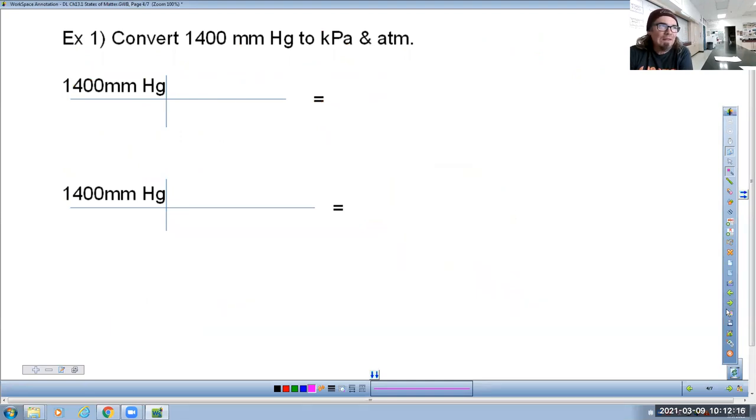Converting between the different measurements that we had there is one of the things you will do in your homework assignment tonight. So if you had 1400 millimeters of mercury and you wanted to convert this to kilopascals, or convert that to atmospheres, you will do it the same way you did conversions in chapters 10 and 12. You will use a conversion table.